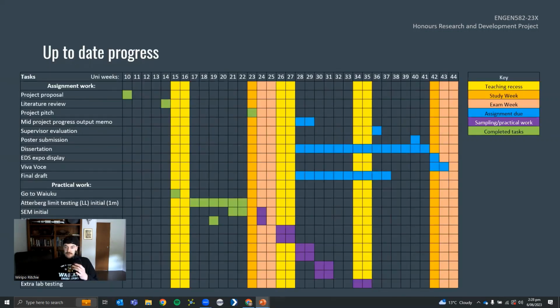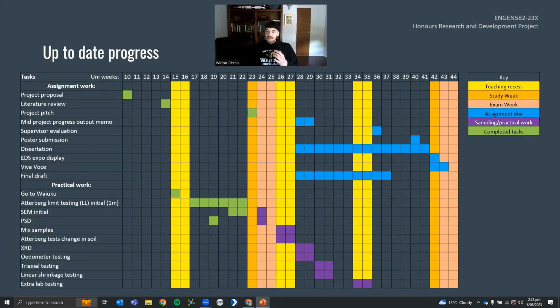So this slide shows the Gantt chart that has been updated from the project brief. And as you can see, the cells in green show what work has been completed for this project so far.